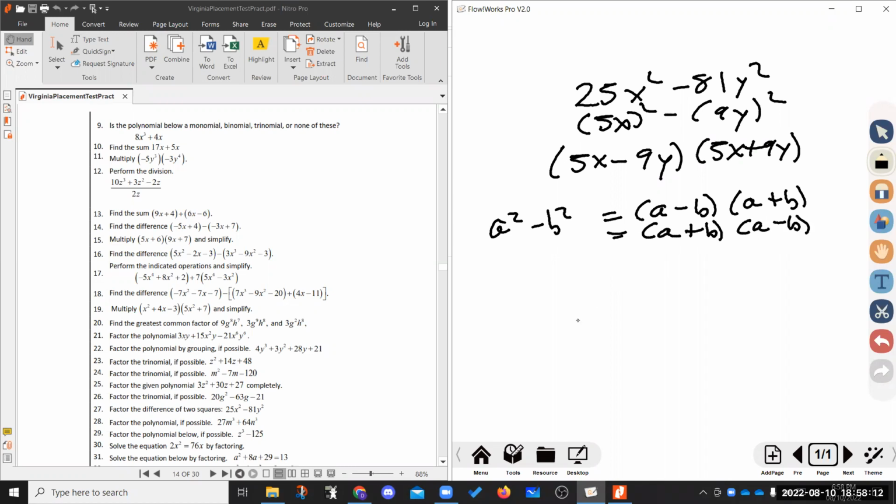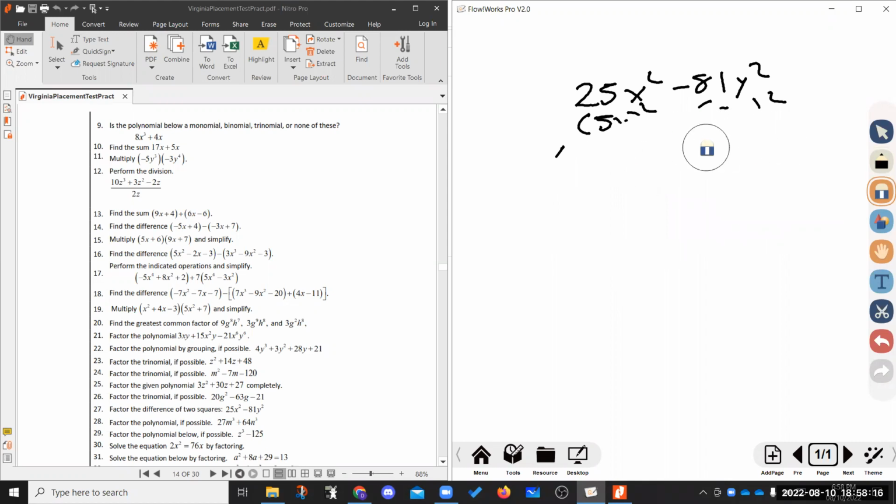The order of multiplication does not matter. So sometimes I'll write it one way, sometimes I'll write it the other way. Doesn't make a difference. Let's factor the sum of cubes.